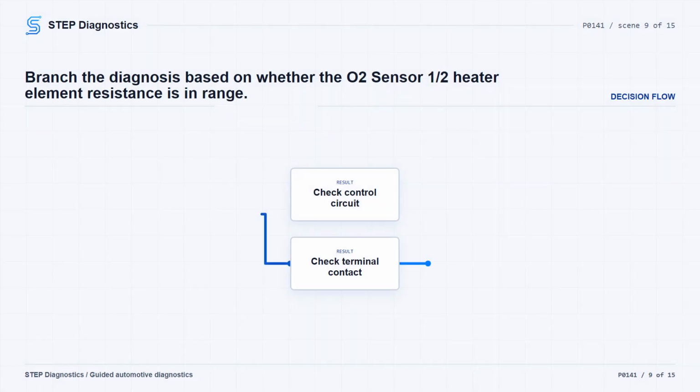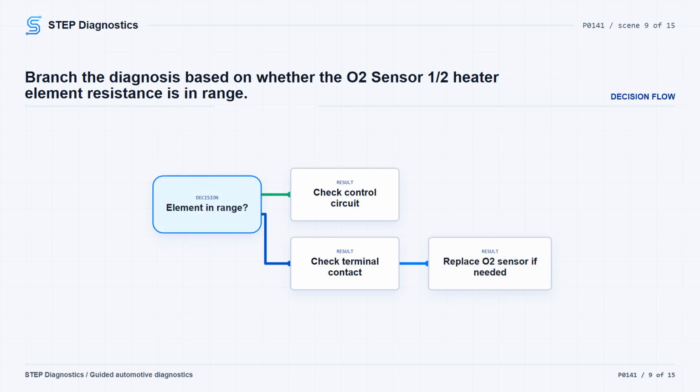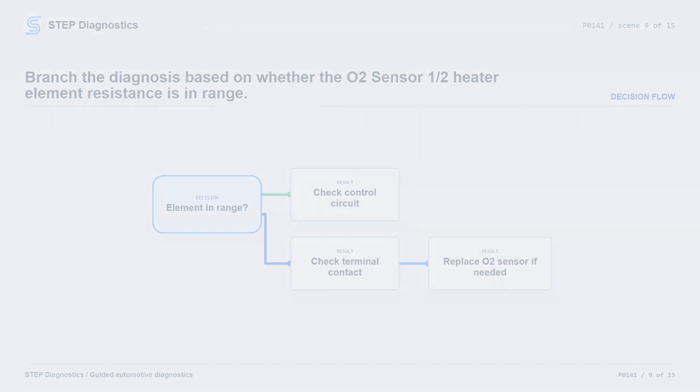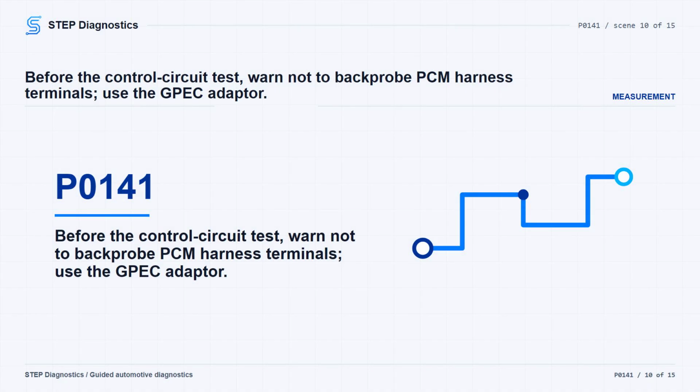If the resistance is within the acceptable range, move on to the heater control circuit. If it is not within the acceptable range, verify good pin terminal contact in the sensor and control module connectors. If no connector problems are found, replace the O2 sensor, then verify the repair and confirm the code stays gone. If the sensor heater resistance checks good, move to the control circuit.